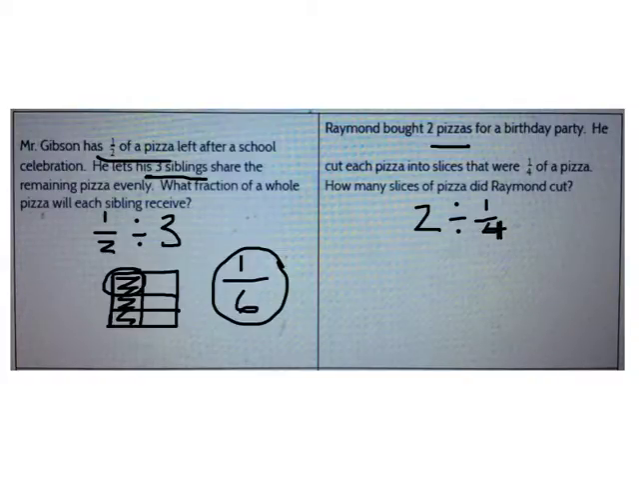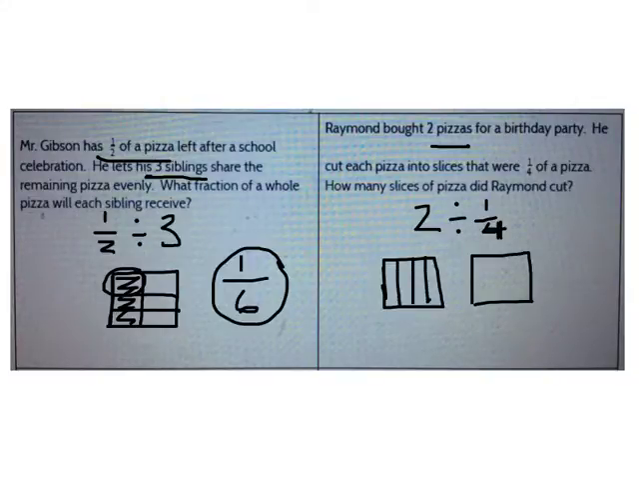So what am I going to start my model with? I'm going to start my model with 2 wholes because that's the dividend. How many pieces should I cut each whole into? I should cut each whole into 4 pieces because 4 is the denominator. How many lines do I need to draw to cut each whole into 4 pieces? I need to draw 3 lines. And each one represents 1/4 of a pizza. Make sure the model on your paper looks exactly like the one on my screen.